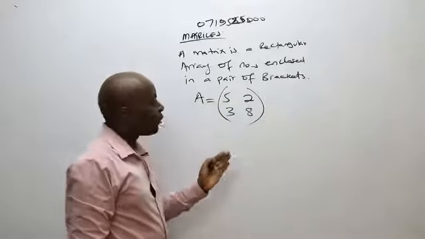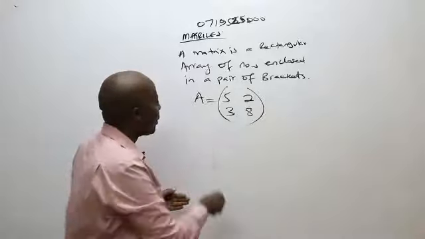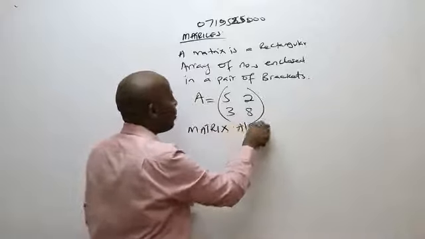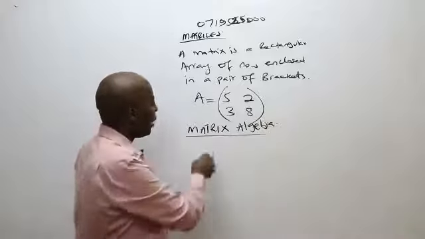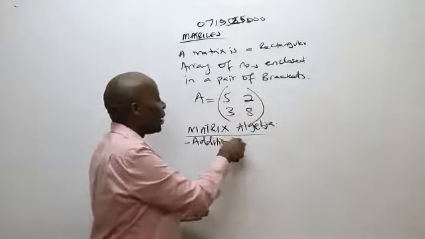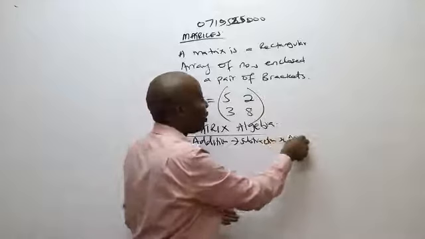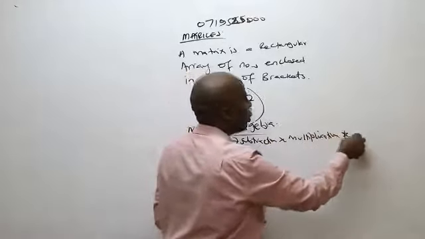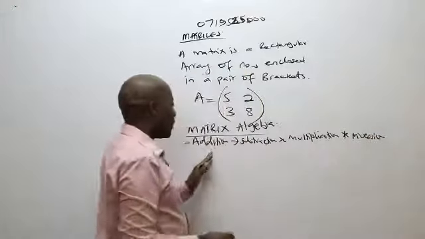For CPA Section 4 quantitative analysis, what are we supposed to be knowing about matrices? We're supposed to be knowing about what we call matrix algebra. In matrix algebra, we have the concept of addition. We have subtraction. We have multiplication. And then lastly, we have matrix inversion.